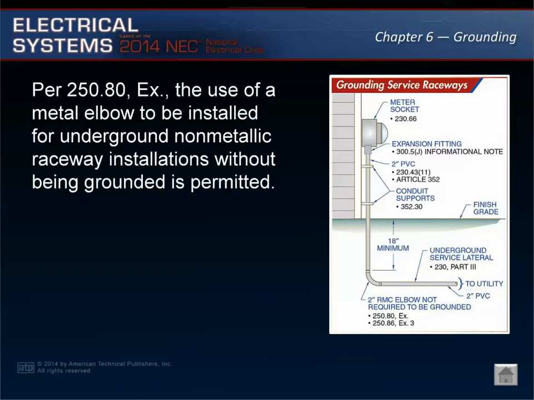Per Article 250.80 exception, a metal elbow used for underground nonmetallic raceway installations is permitted without being grounded. The elbow shall be installed so that no point of it is within 18 inches of finished grade.